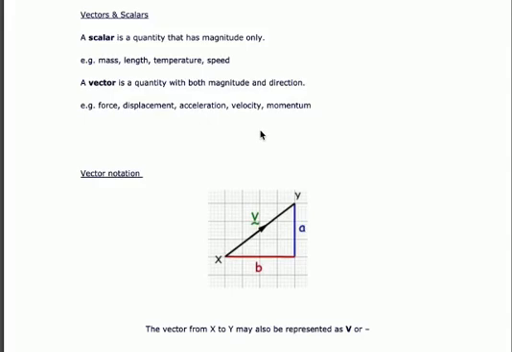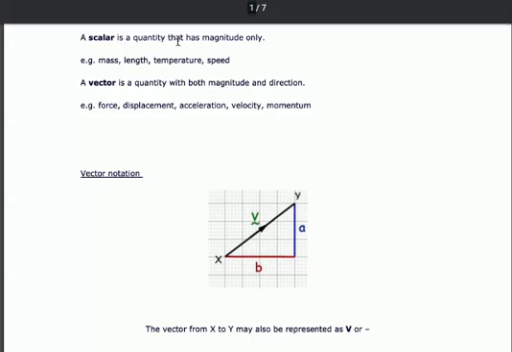Hello, today we are going to learn about vectors and scalars. So to begin with, we are going to define a scalar as well as a vector. A scalar is a quantity that is magnitude only. A good example will be your mass, length, temperature, or speed.